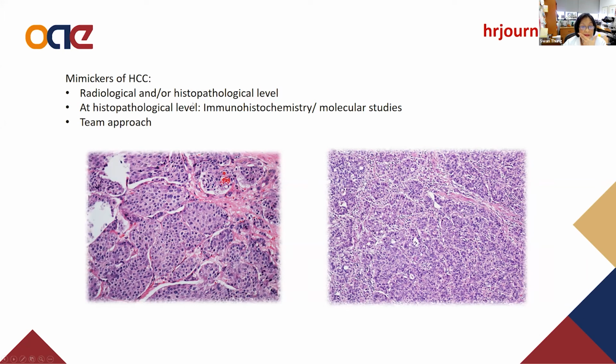If one is not sure, it can always be referred to pathologists that have more expertise and have looked at more liver specimens of this kind of entities. At the histopathological level, immunohistochemistry, and now of course molecular studies are very helpful in confirming what the tumors are. And I always stress the team approach if we still don't know.